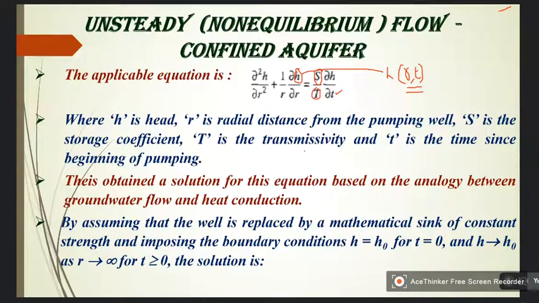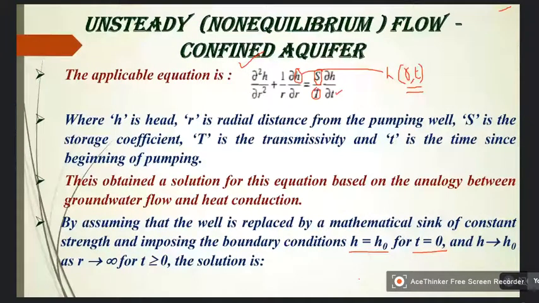So Theis obtained a solution for this equation, based on the analogy between groundwater flow and heat conduction, by assuming that the well is replaced by a mathematical sink of constant strength and imposing the boundary conditions. Now what are the boundary conditions? The boundary conditions are H is equal to H0 for t equal to 0.